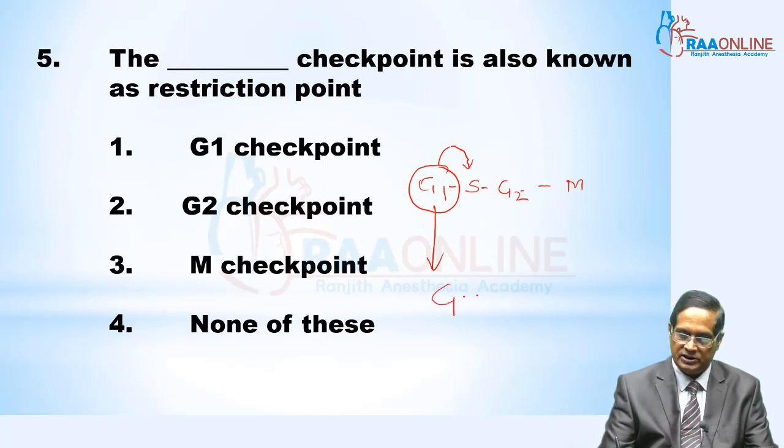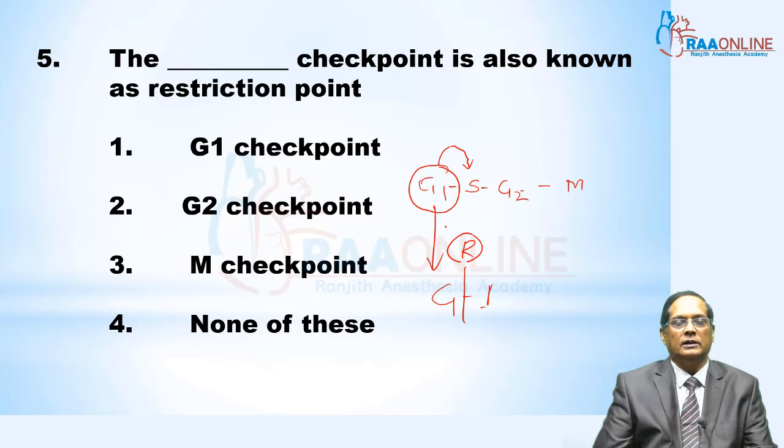And in G1 phase, there is an R point. This is checkpoint number 1, known as the restriction point. When a cell crosses or passes this checkpoint, the cell will definitely divide.